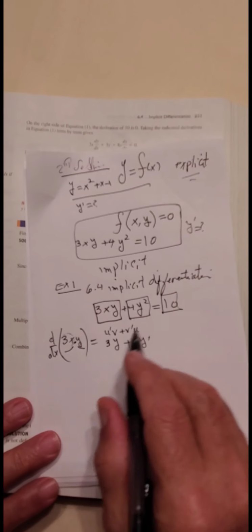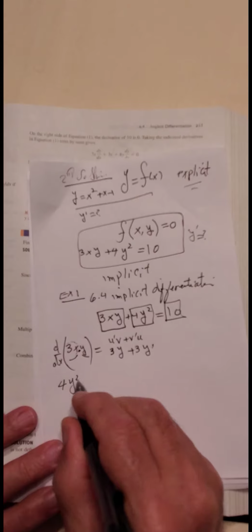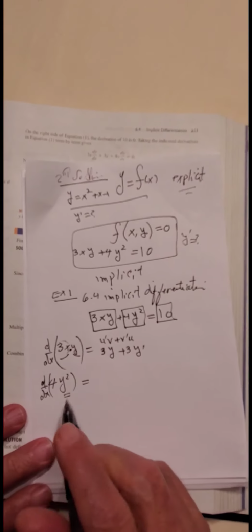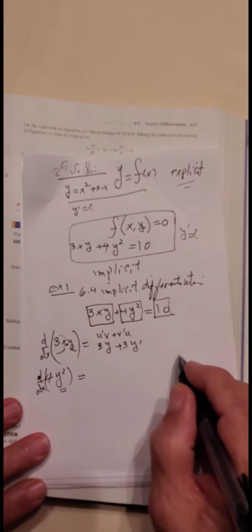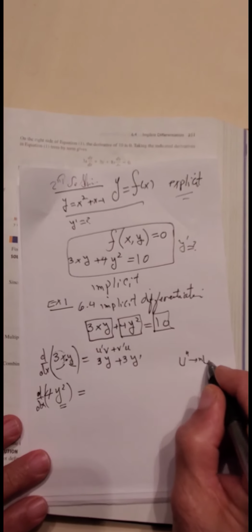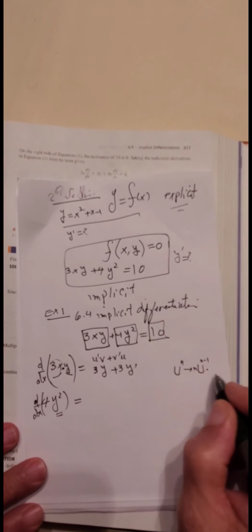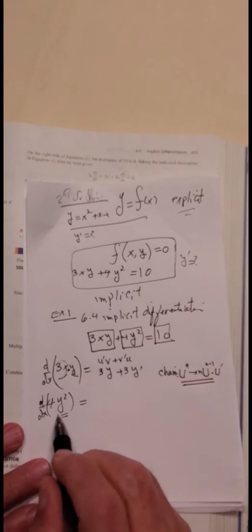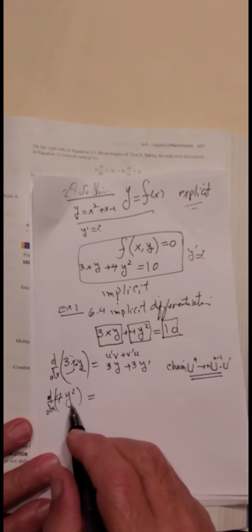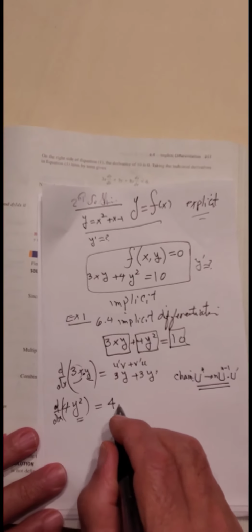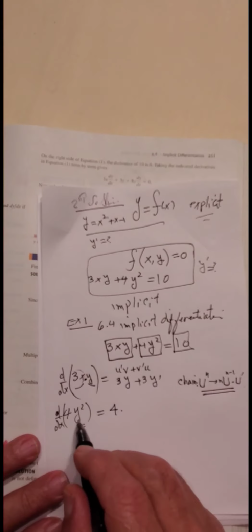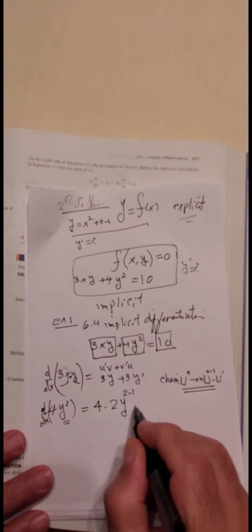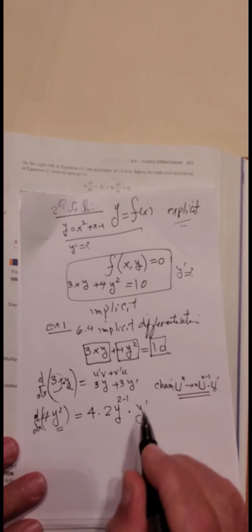And then you go to the second one, which is 4y squared. Take the derivative with respect to x. Here you have to use the chain rule, which we had for u to the n. The derivative of u to the n was n times u to the n minus 1 times the derivative of u with respect to x, which was u prime. That's called the chain rule. So here, instead of u to the n, you have y to the n, or here y squared. Therefore, the derivative of this becomes 4 times 2 times y to the 2 minus 1 times the derivative of y with respect to x. That was because of the chain rule.